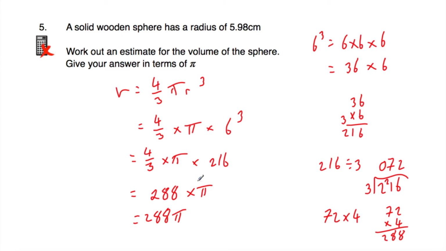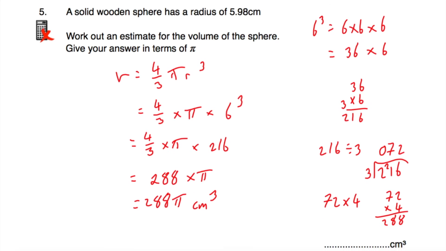And let's remember our units, it's in centimeters, so the volume will be centimeters cubed. So our estimate for the volume of the sphere would be 288 pi centimeters cubed. Now, if we were asked if that was an overestimate or an underestimate, that would be an overestimate because we've rounded up in this case. We rounded up to 6 centimeters. So this is going to be bigger than the actual volume of the sphere, but it's our estimate.